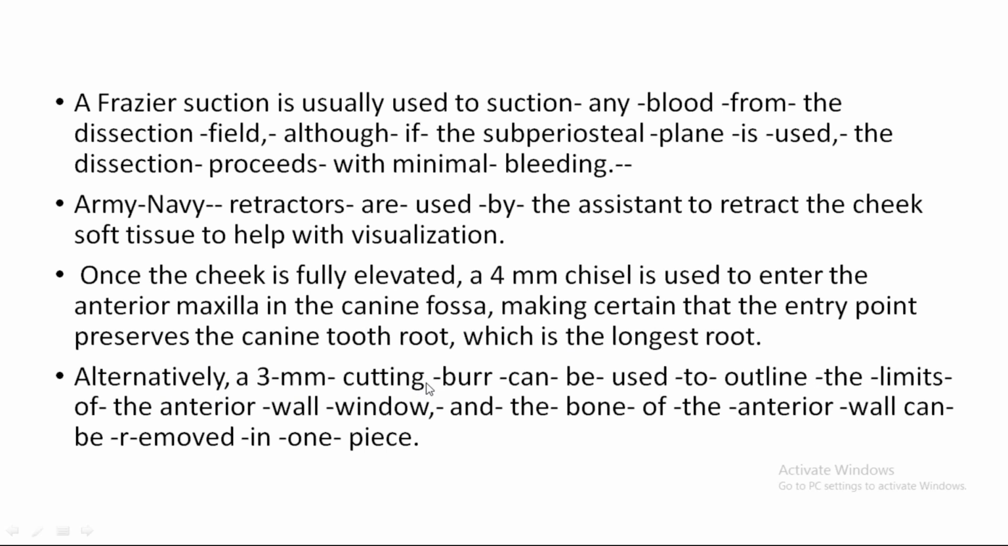Alternatively, a 3 mm cutting burr can be used to outline the limits of the anterior wall window, and the bone of the anterior wall can be removed in one piece. Like that you can cut out the bone as a single piece from the edge, like a window. And after the surgery gets over, you can put it back also. But that requires a little expertise. When you put it back, you have to put screws so that it doesn't move around.